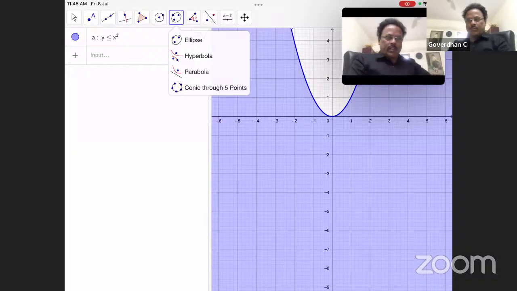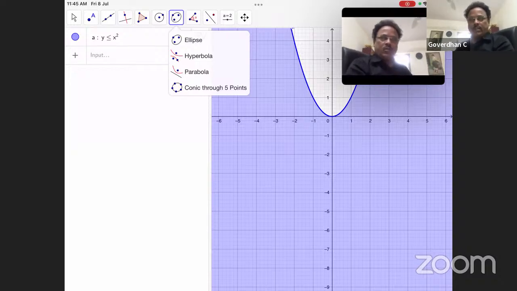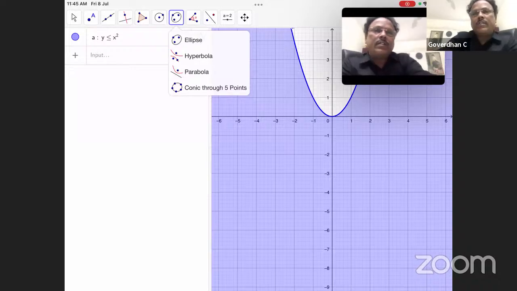We teach in the classroom that any equation in 2 variables of degree 2 usually represents a conic section, of course, with some restrictions on the coefficients. And for that matter, through any 5 non-collinear points, one can draw a conic. So that is, I think, visible here.